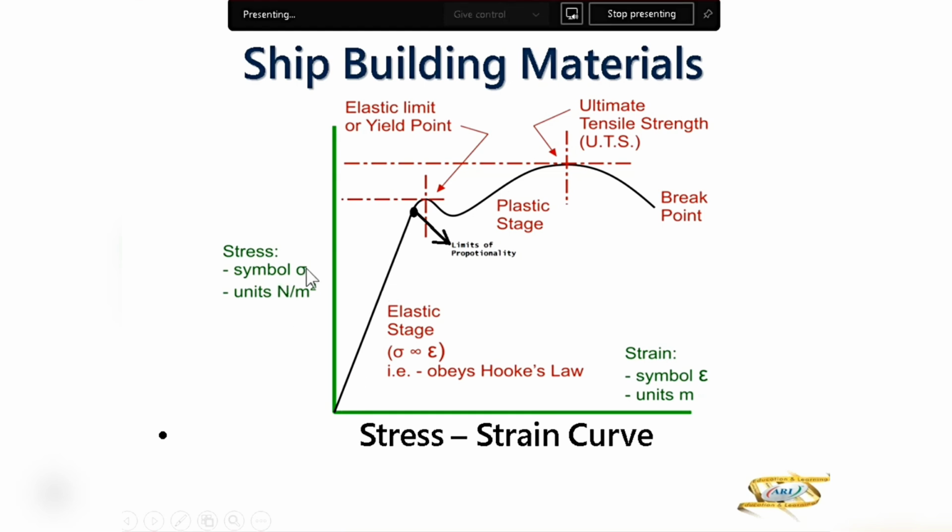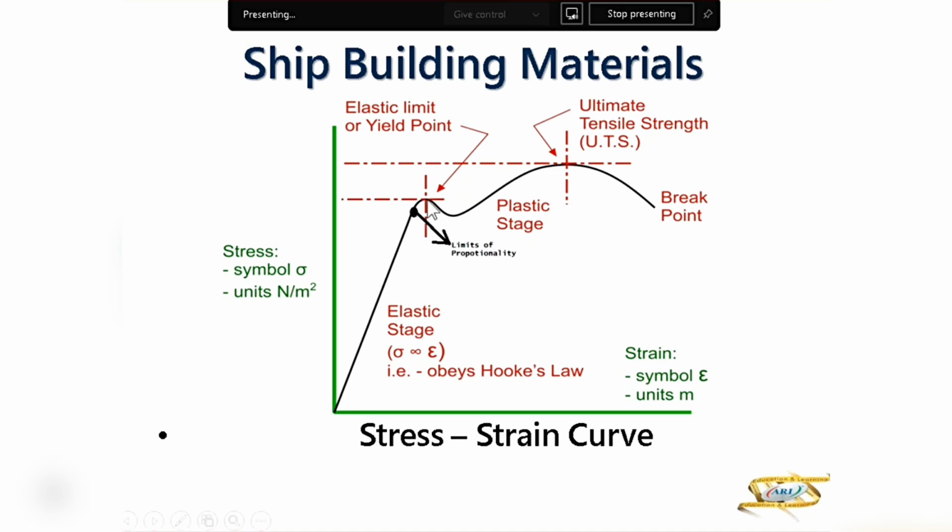So stress is sigma, Newton per meter square. Strain is without dimension. There's no unit here. There's written unit, but strain will not have unit because strain is a change in length divided by original length. So that will have no dimensions. So that's the limit of proportionality where your Hooke's law is being obeyed.